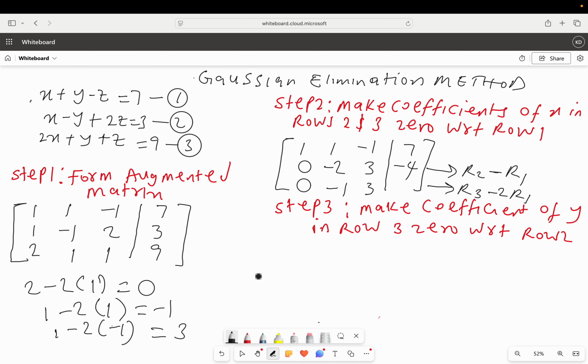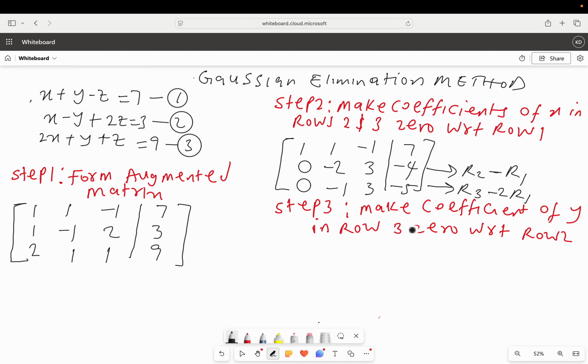So for the augmented element, I will just have 9 minus 2 into 7. So it will just be 9 minus 14, which is minus 5. So I will have minus 5 here. So the third step is to make the coefficient of y in row 3 0 with respect to row 2. So this is now my new augmented matrix.